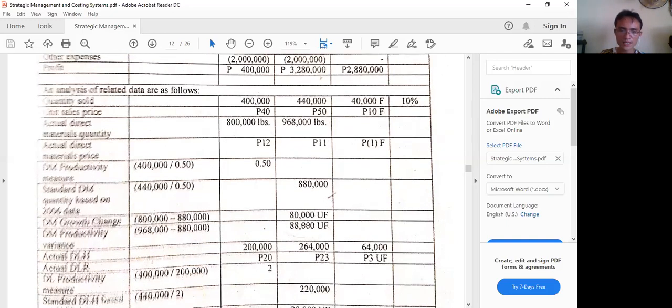So the difference is 80,000, which is unfavorable. Why? Because it means that the cost has increased. So with more costs, profitability would decrease. So that would be unfavorable.